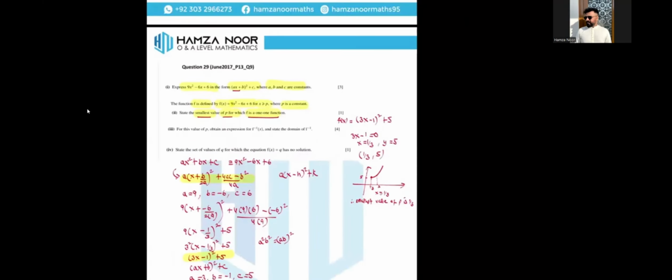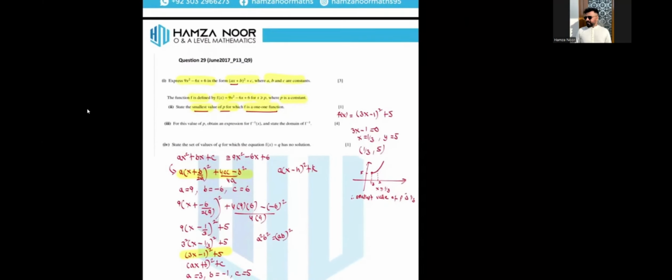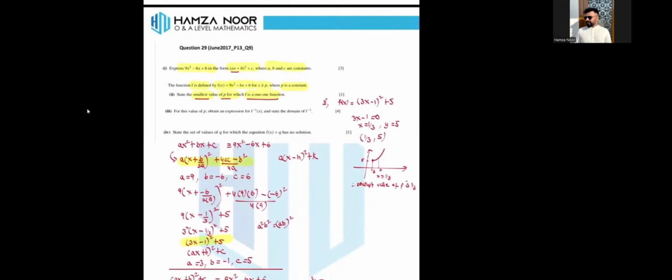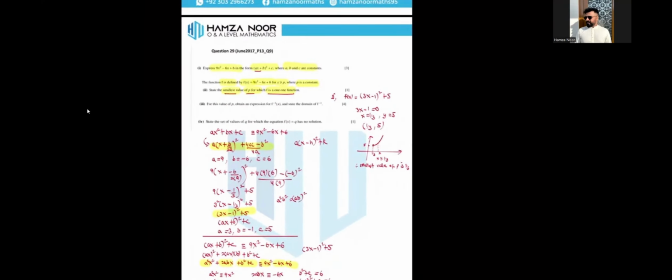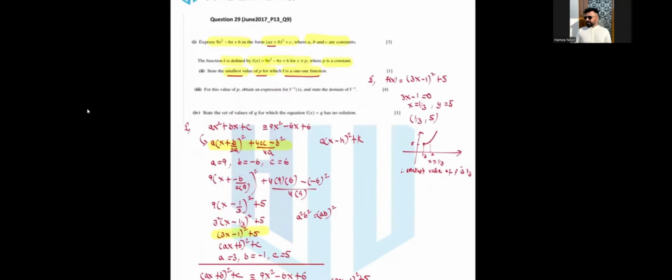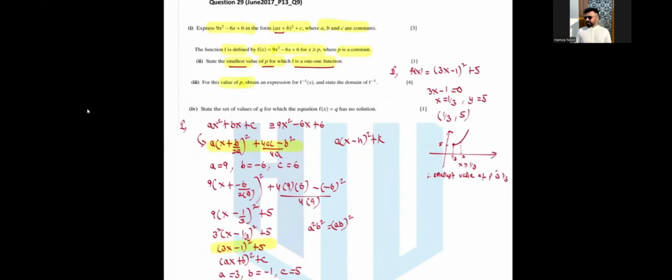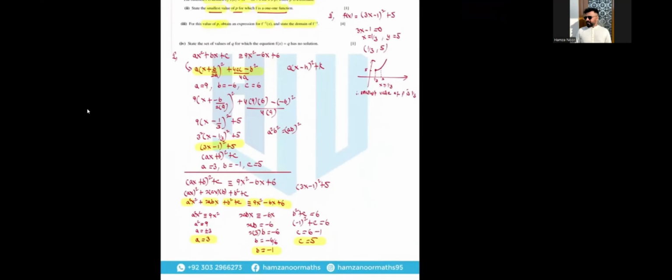All right. So in this way, we have attempted this part 2. Now let's move on to part 3. Part 3 says that for this value of p, obtain an expression for f⁻¹(x) and state the domain of f⁻¹. I'm going to do the working for part 3 over here, where I have some space on the same page. So I'm going to find f⁻¹(x).